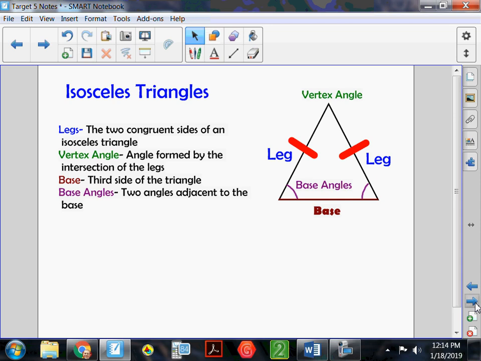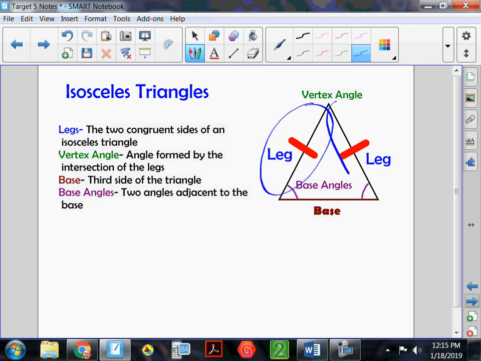When we did right triangles, we had some vocabulary like legs and hypotenuse. And you had to pay attention that the hypotenuse was always opposite the right angle. For an isosceles triangle, we also have legs. The legs are always going to be the two sides that are congruent to each other. So no matter the orientation of your triangle, the legs of an isosceles triangle are always the two congruent sides.